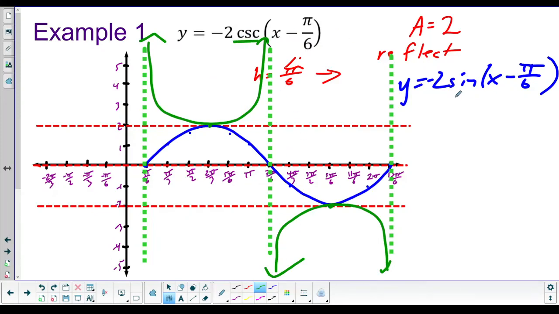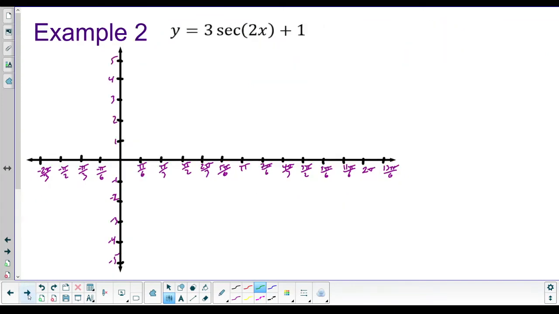So the trick is graph sine, put your asymptotes wherever it touches the midline, and then put U's that just touch at the tops and bottoms. Cool. All right, let's go ahead and do secant just to see another example of the other inverse trig function, and then we're not going to worry too much about cotangent because, you know, cotangent.